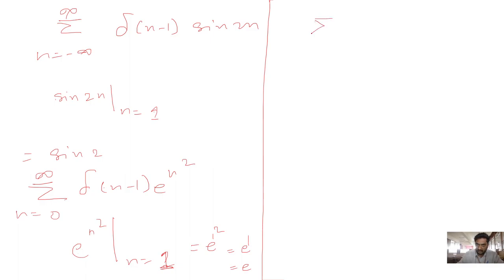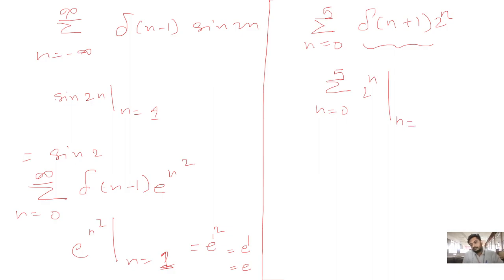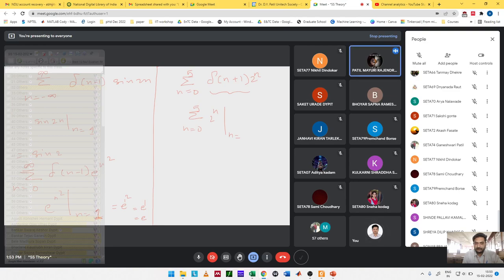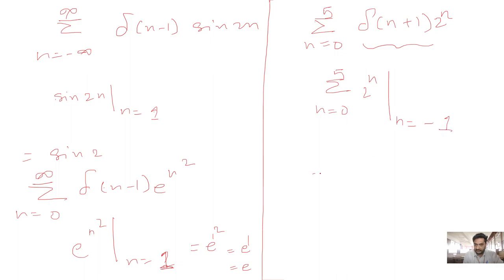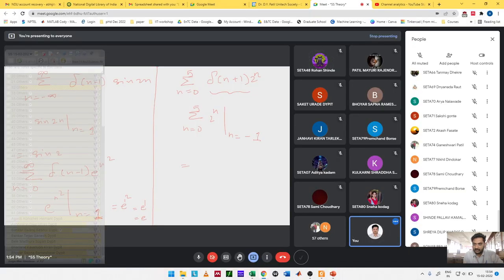Now the tricky part, summation n goes from 0 to 5, right, delta of n plus 1 times 2 raised to n, right? And this is going to be true for n is equal to minus 1. Can anyone tell me what will be the value of this? Is it half? Is it 0? Minus 2, sir. Okay, who said it is going to be 0?